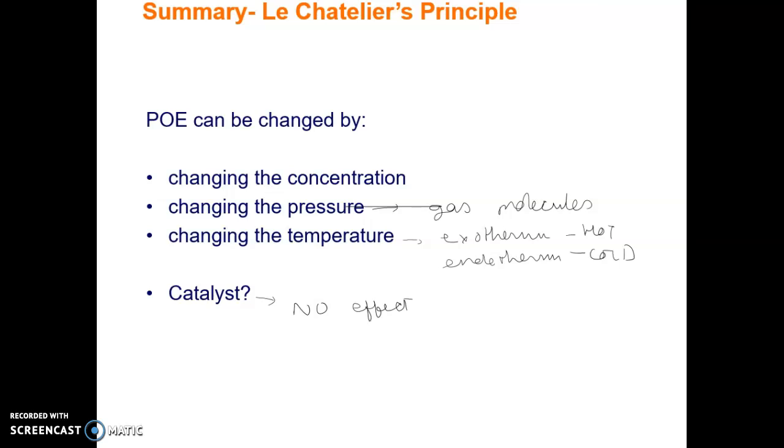In the next set of videos, we can look into the applications of Le Chatelier's Principle and look into the compromise that is achieved between the equilibrium and establishing the equilibrium, i.e. figuring out how much product you're getting and also the speed of the reaction.